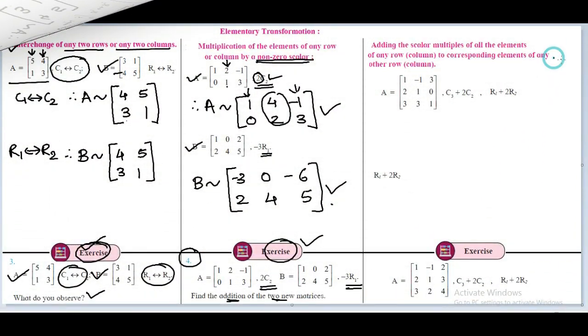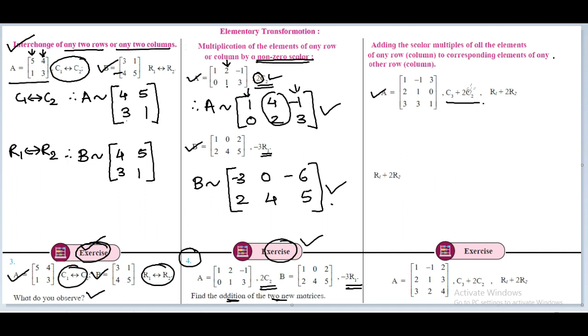Now the third operation is adding the scalar multiples of all the elements of any row or column to a corresponding element of any other row or column. Now what is the meaning of this? If a matrix is given to you and the operation is given, if you observe this operation, what this means is that column 2 is multiplied by a scalar, which means every element of column 2 will be multiplied by 2, and after that it will be added to column number 3.